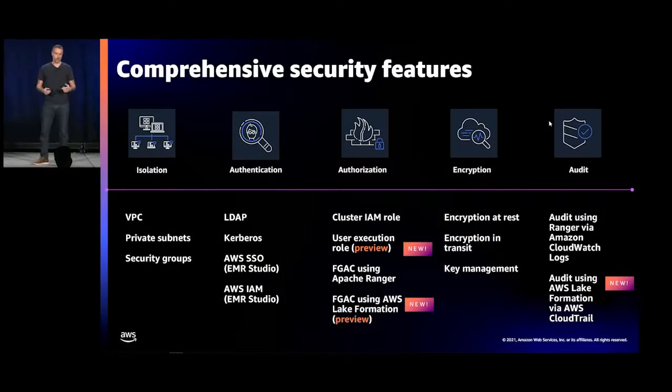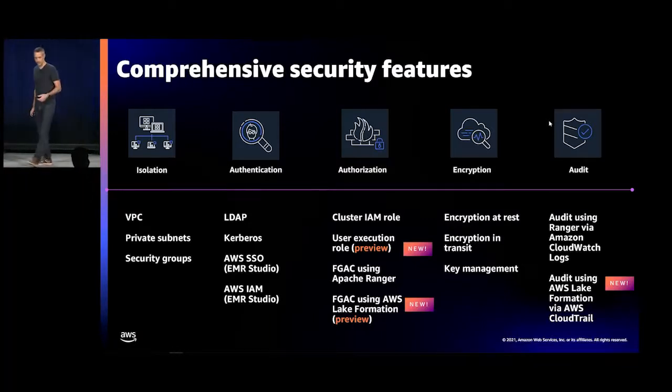EMR already has a comprehensive set of security features. So if you want to isolate your workloads, you can use VPC, private subnet, and security groups. You can also set authentication through LDAP and Kerberos. We have seen with EMR Studio, you can use SSO, but you can also use IAM. For the authorization, you have this cluster IAM role, one role per cluster. And you can also use Apache Ranger for fine-grained access control.